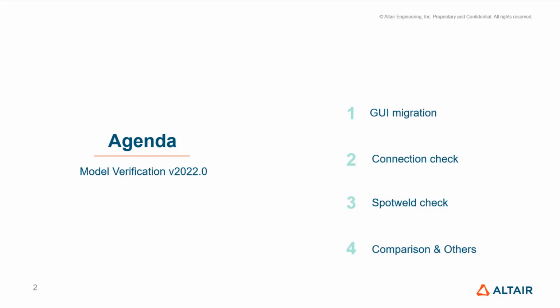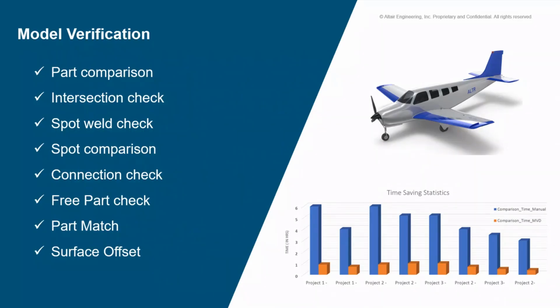Other checks. As usual, I start with an overview of the functions available in Model Verification. We do have 7 functions in Model Verification. Now all these functions can be accessed through HyperWorks. And day by day, each of these functions is contributing to customer performance. I put a graph on the bottom right side.